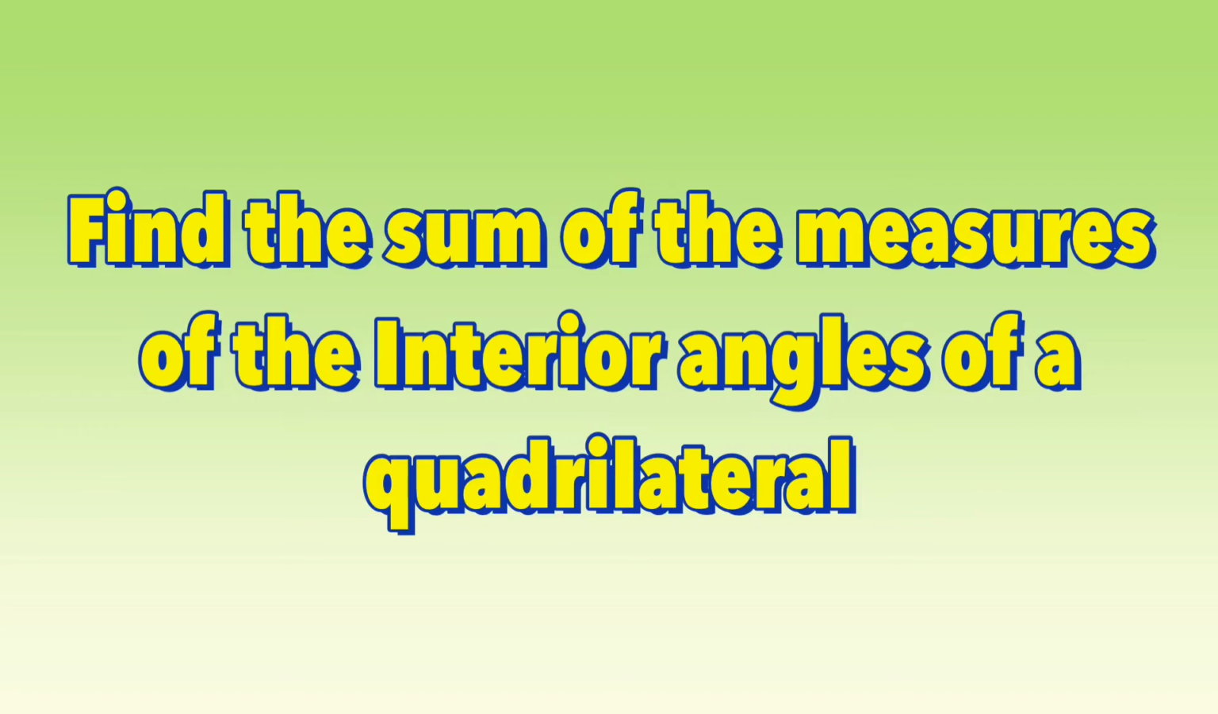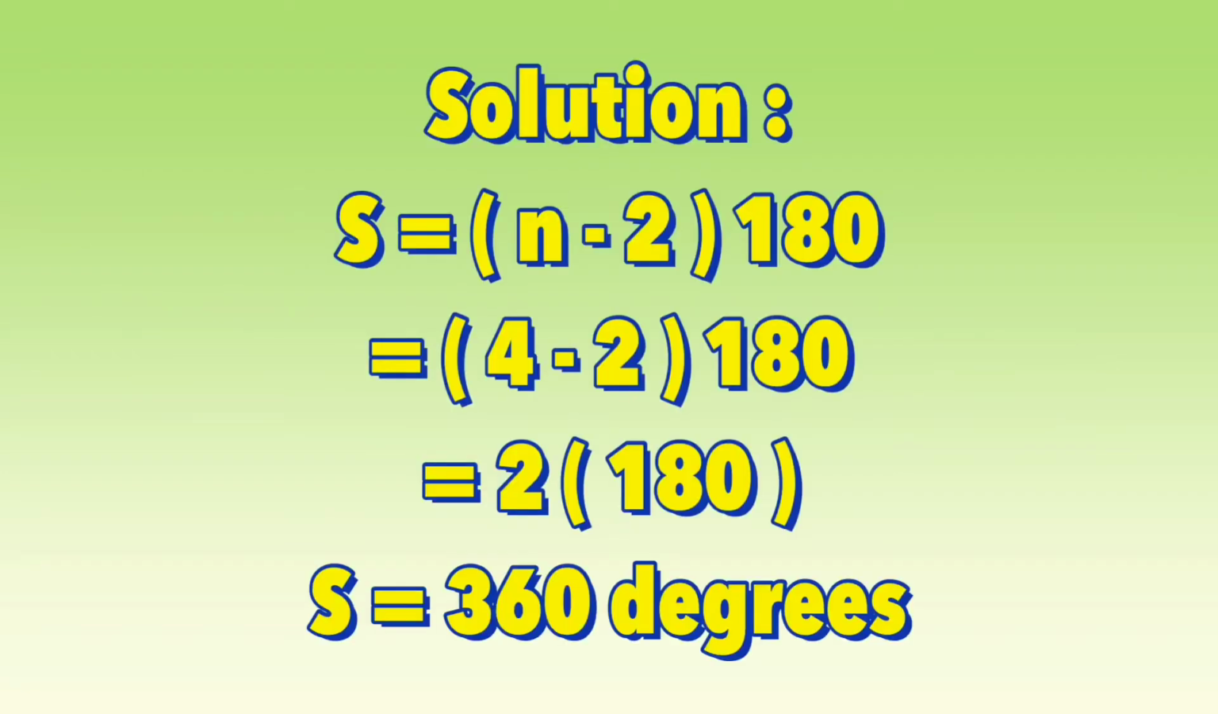Okay, the second problem, find the sum of the measures of the interior angles of a quadrilateral. A quadrilateral has 4 sides. So our solution to find the sum of the interior angles, we have s equals n minus 2 times 180. We substitute 4 for n because a quadrilateral has 4 sides, so 4 minus 2 times 180. Then 4 minus 2 equals 2 times 180. So the sum of the interior angles of a quadrilateral is 360 degrees.